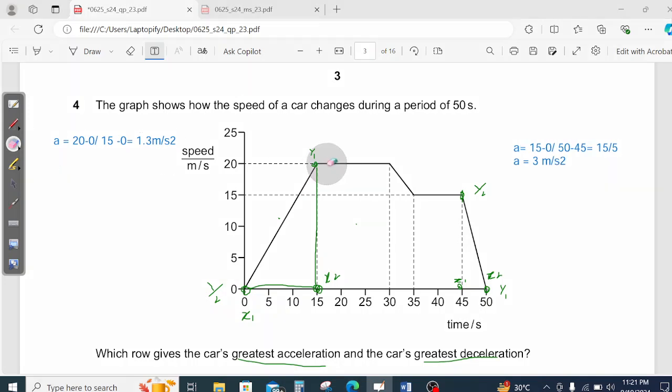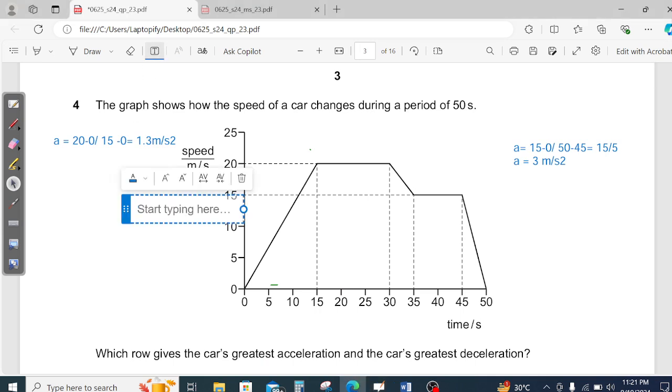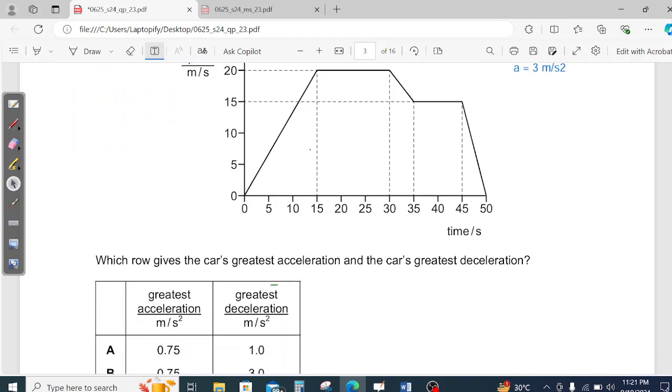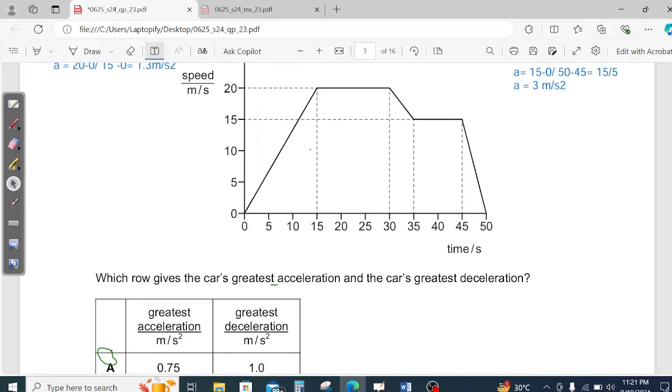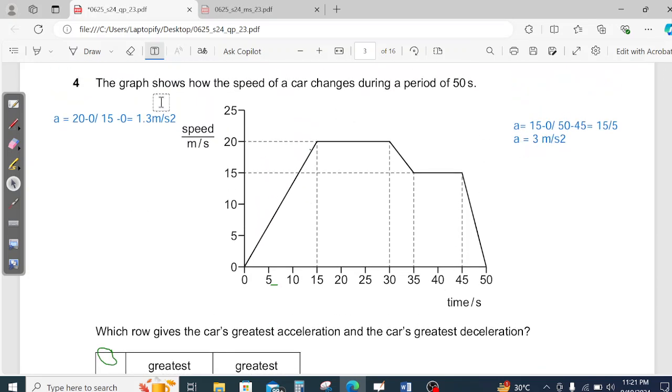So check out the option here. Yes, so your option will be, as I have found out, D. Greatest acceleration is 1.3 we have found, and deceleration is 3 meter per second square. You can look at the option. Deceleration is 3, acceleration is 1.3. Is it clear?